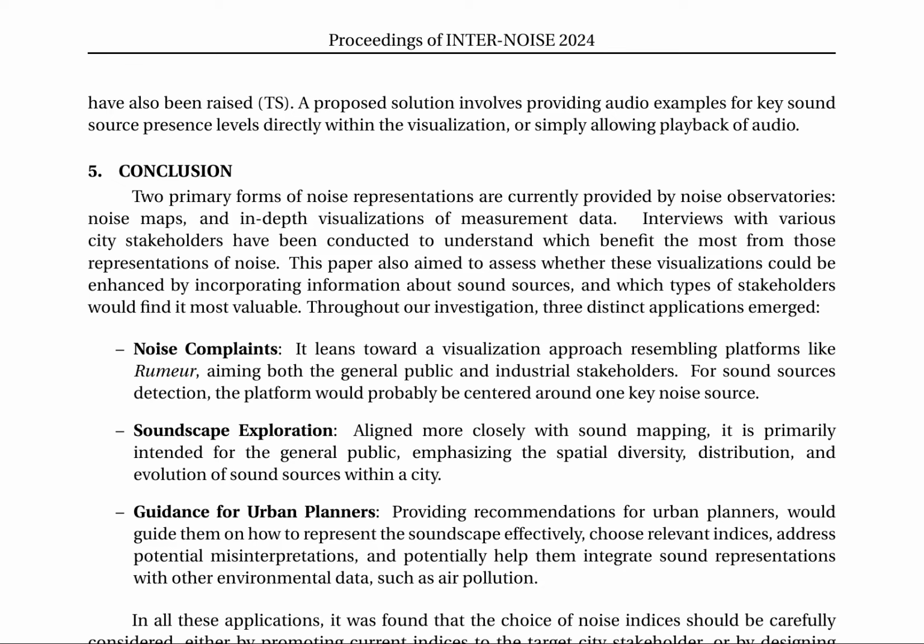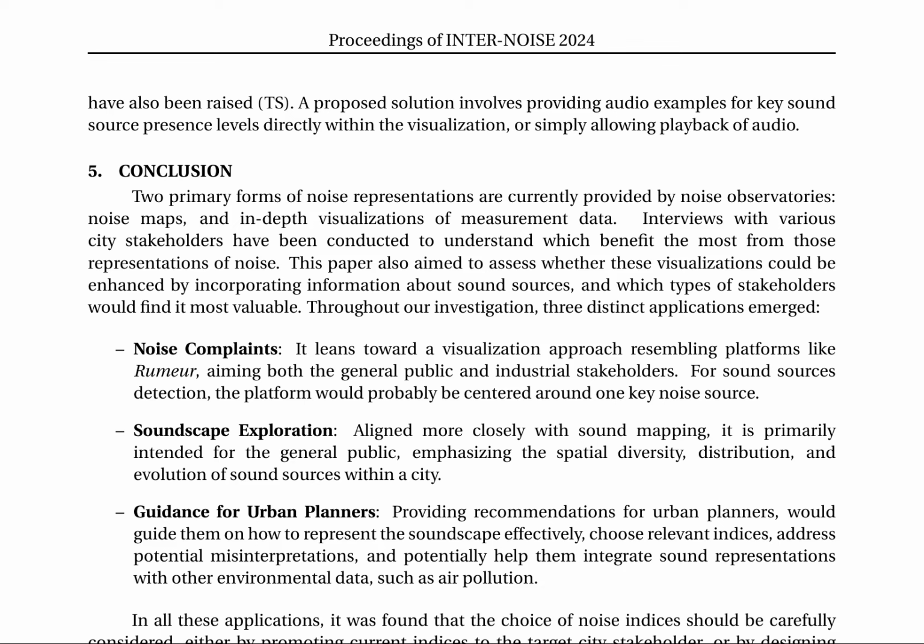Urban noise observatories play a crucial role in understanding and mitigating the impact of noise pollution on communities. Two primary forms of noise representation are essential: noise maps and in-depth visualizations of measurement data. However, these representations must be enhanced by incorporating information about sound sources to provide valuable insights for various stakeholders, including the general public, industrial stakeholders, and urban planners.